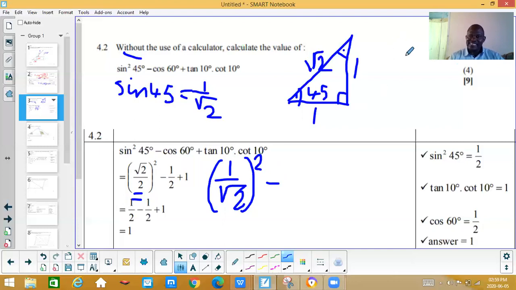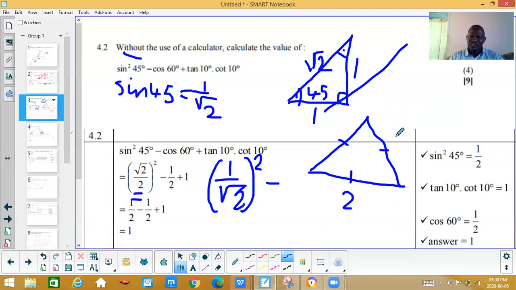On cosine 60, you'll be having an equilateral triangle. Don't ask if this one is an equilateral. I'm telling you, these sides are equal. And this one measures 2 units, this one is 2, this one is 2 units. Now, this one is 60 degrees.